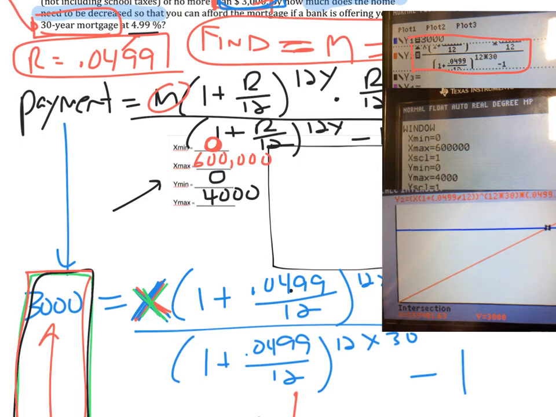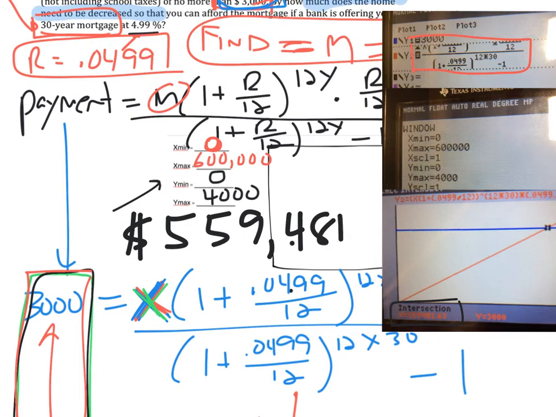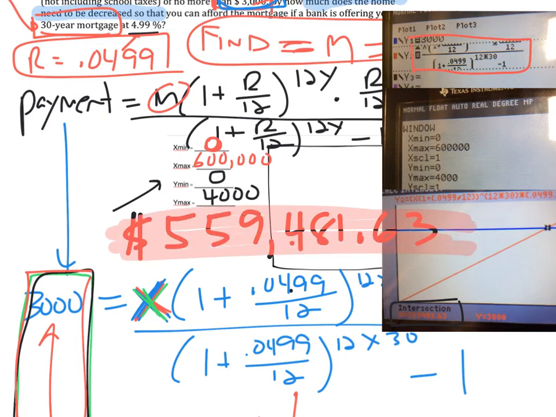So here it looks like the M that you can afford with that payment per month of $3,000, it looks like here you can afford a mortgage of $559,481.63. So that's how much of a mortgage you can afford at this interest rate and still not go over the $3,000 a month payment.